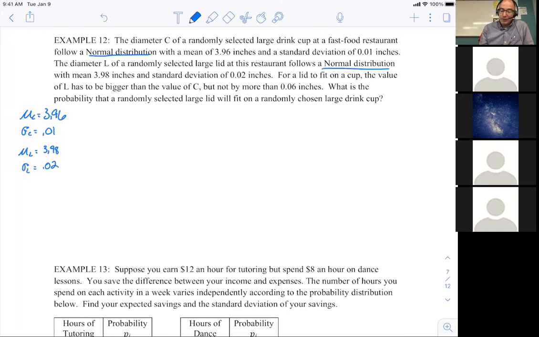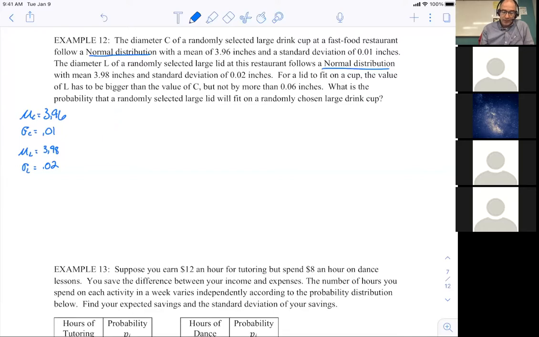For a lid to fit on a cup, the value of L has to be bigger than the value of C, but not more than 0.06 inches, because then it's going to fall off. Okay, so we're trying to figure out what is the probability that a randomly selected lid will fit on a randomly chosen large drink cup. So again, we're trying to find the probability of that difference. So we need something in here. We got to change our variables up a little bit.